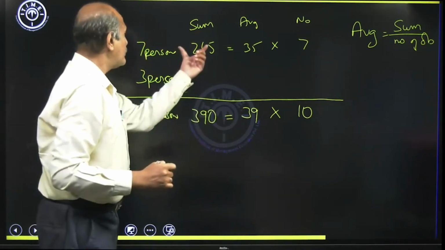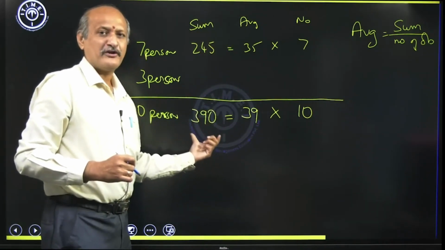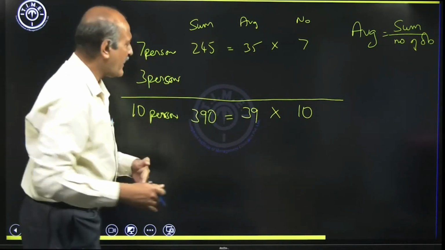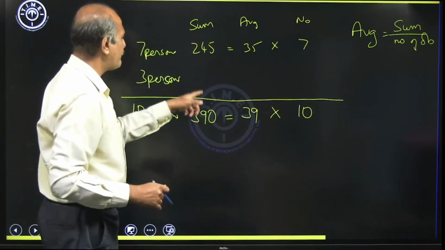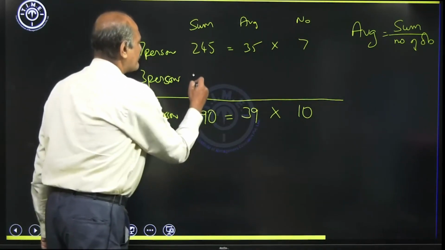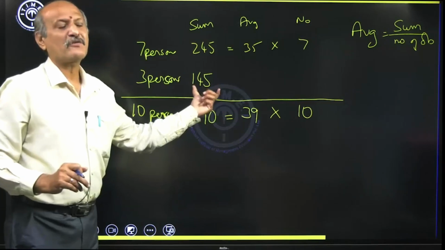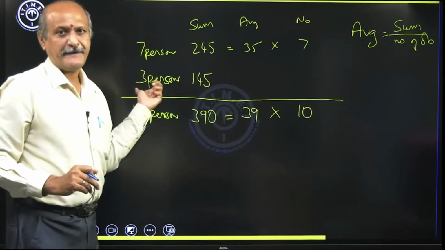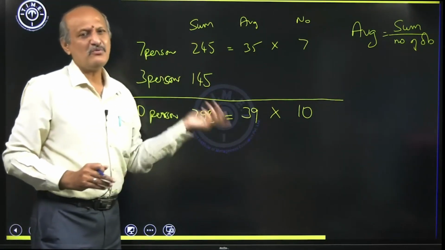The sum of scores for 7 people is 245, but for the new group of 10 people, it is equal to 390. It means how much is the increase happening? The increase that has happened is 390 minus 245. How much is that equal to? It is 145. This 145 is actually the score of the 3 people combined. Those 3 new people who have joined, their sum of the scores is equal to 145.